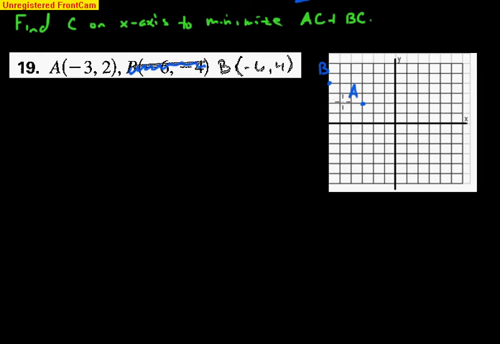So what we do is, remember, we reflect a point. So take one of your A's or B's and reflect it over this x-axis. So I'm going to take A. It's 2 above, so let's go 2 below.